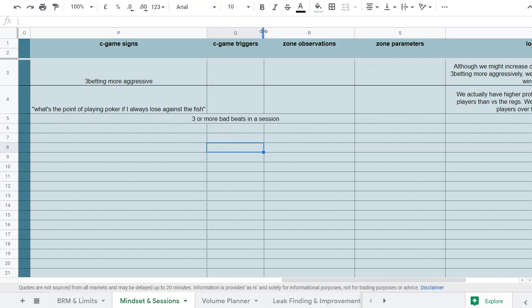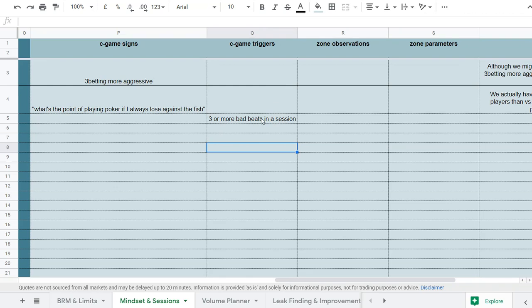So the way that we can utilize this information is, once we see a trigger occurring, we know that we're going to be facing increased likelihood of playing our C game, which then, as we mentioned earlier, allows us to preemptively try and counteract some of the C game signs we anticipate occurring based on the fact that we are facing a C game trigger. Another example of a C game trigger could be lack of sleep causing concentration issues.